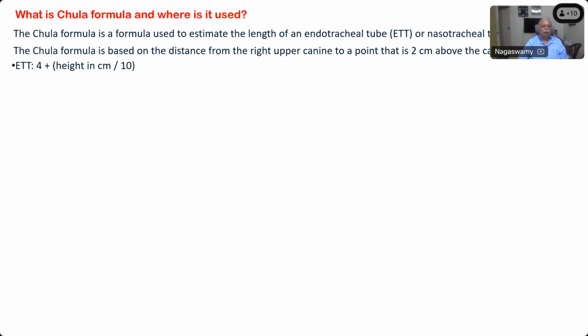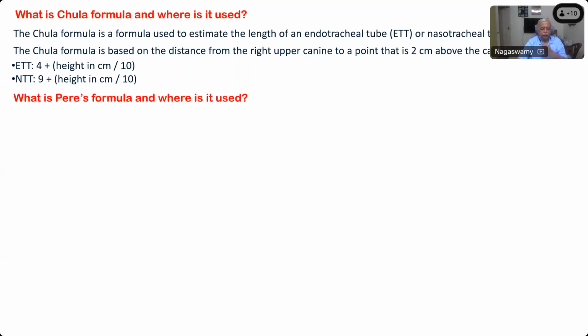Okay? So the calculation, this is for mainly adults only. 4 plus height in centimeters divided by 10. That will give the ET tube length for oral intubation. For nasal intubation, it is 9 plus height in centimeters divided by 10. Okay? What is Perry's formula?